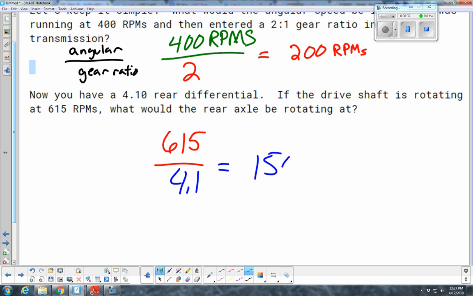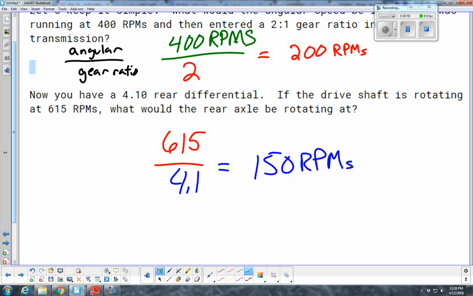Is everybody okay with this? Is this easy enough? All you're doing is taking angular speed divided by gear ratio. Everyone good with that? So, start at 615 RPMs, now it's down to 150, which is good. That's what we want. Okay? Kind of. I mean, it depends what you're doing, but we think we want it, right? Okay.